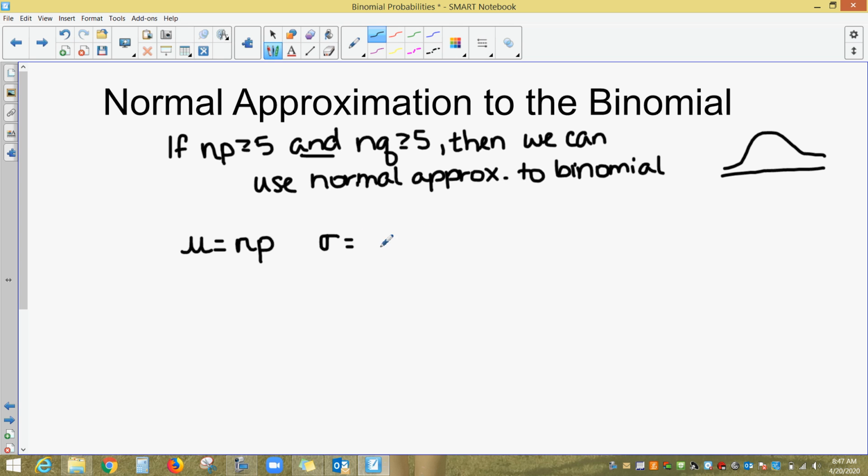The standard deviation of our population is the square root of n times p times q. Now, if we're using our normal distribution, that has to do with our standard normal curve and z-scores. So if I want to turn a number into a z-score, I take x minus mu over sigma. From there, I should be able to find probabilities, whether I'm looking for the probability to the right of some value, to the left of some value, or in between two values.